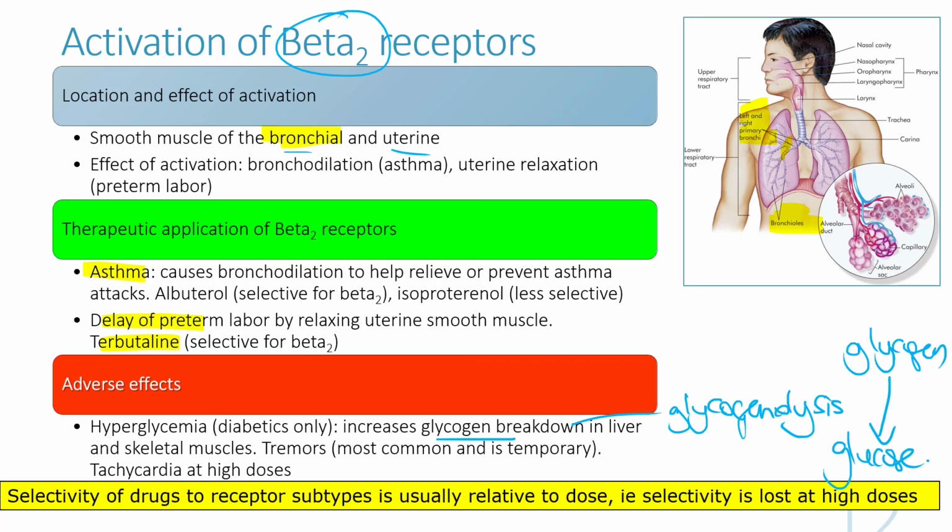And so when you have an increase of glucose released into the blood, you run the risk of hyperglycemia, especially with diabetics, right? Other adverse effects are tachycardia at high dose, because selectivity is lost at high dose. And you can also get skeletal muscle tremors, which is a common and temporary effect of beta 2 receptor activation.